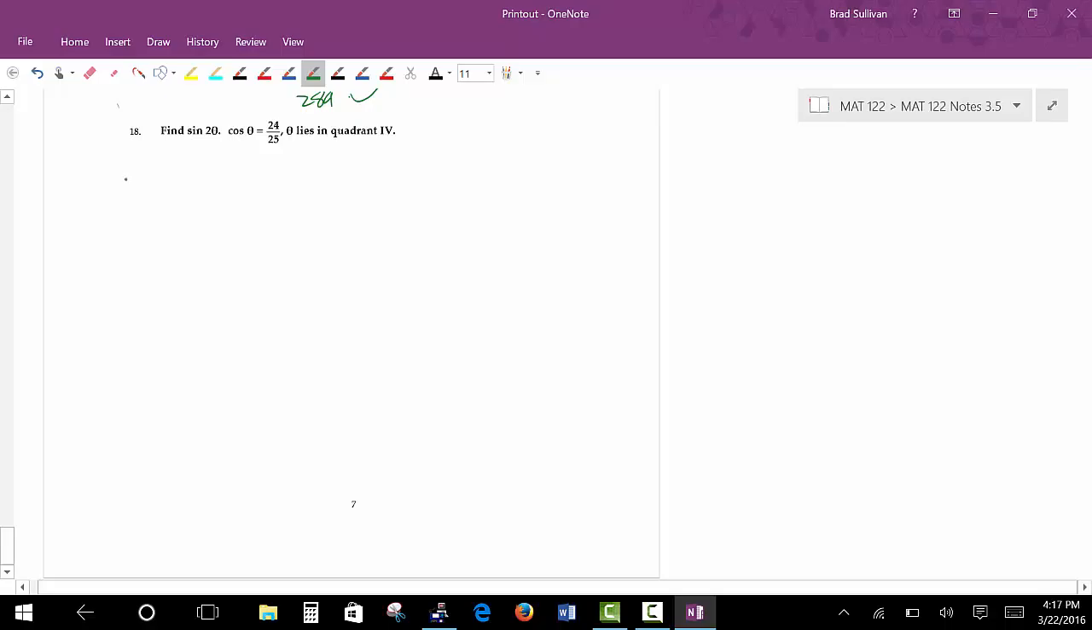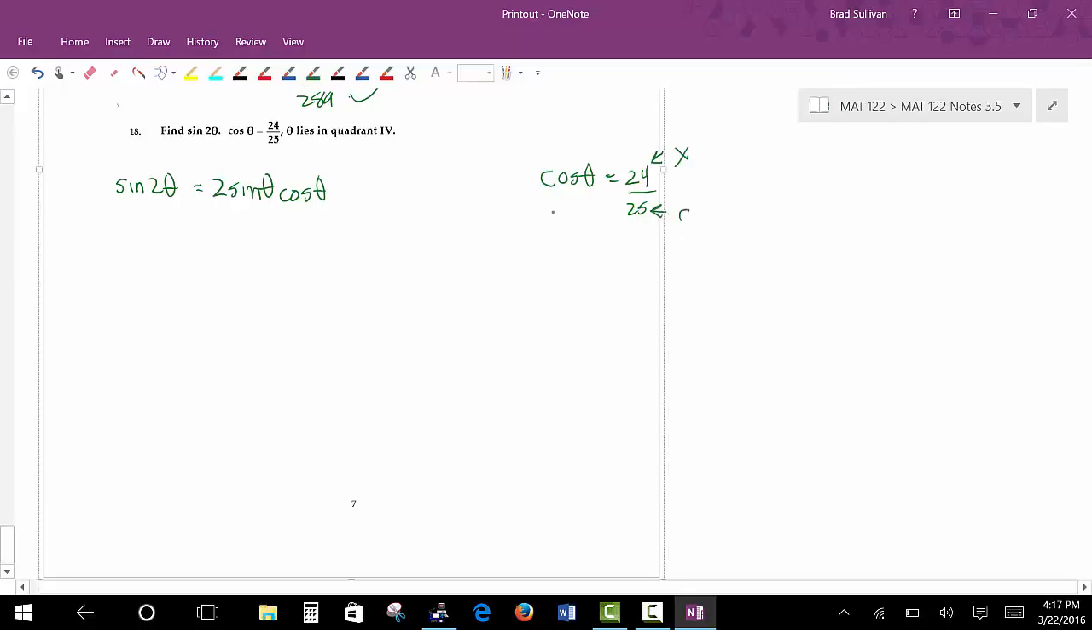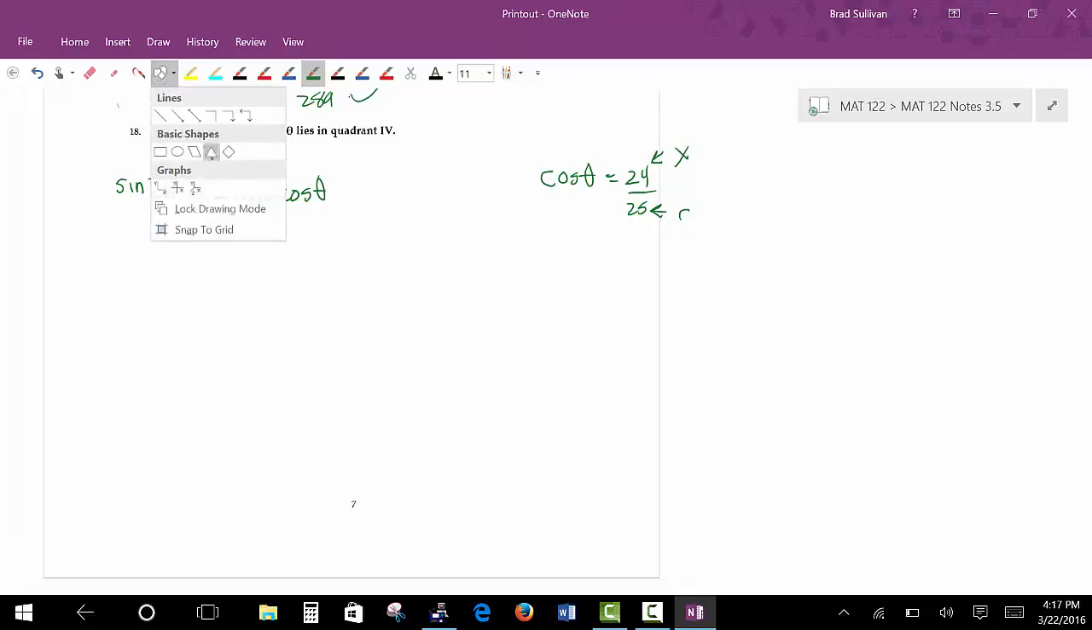Okay, so this one we're going to do the sine of 2 theta. The identity for that is 2 sine theta cosine theta. Basically in this problem I gave you that the cosine of theta is equal to 24 over 25. That means that I've given you x and I've given you r. And I've also given you that you're in quadrant 4.